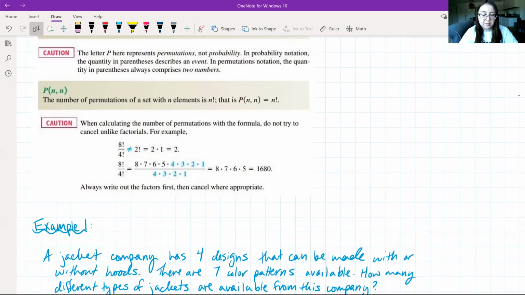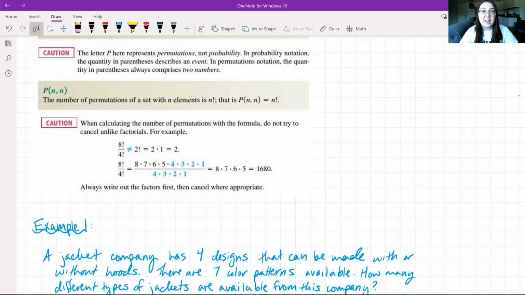Here's another caution. When calculating the number of permutations using the formula, do not try to cancel unlike factorials. For example, 8 factorial divided by 4 factorial is not equal to 2 factorial, because we know that 2 factorial is just 2 times 1, which equals 2. You have to write them out, because when you write them out, you see that 8 factorial becomes 8 times 7 times 6 times 5 times 4 times 3 times 2 times 1, and 4 factorial is 4 times 3 times 2 times 1.